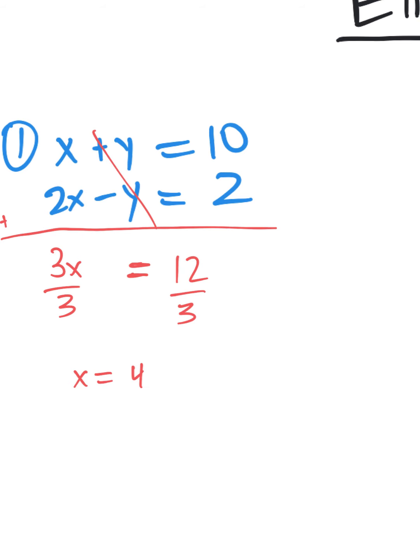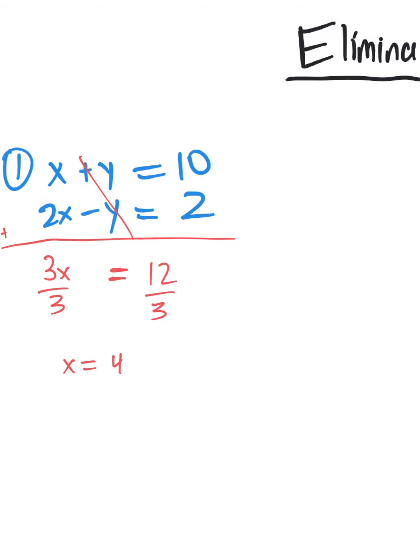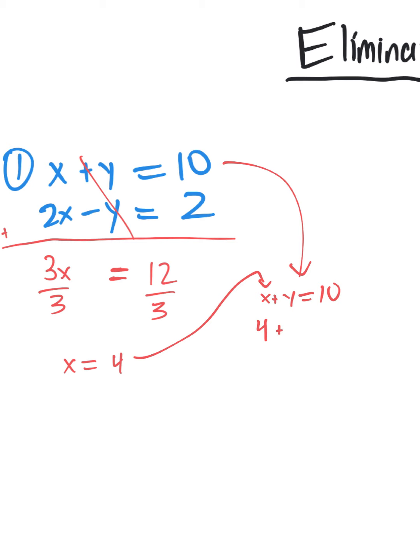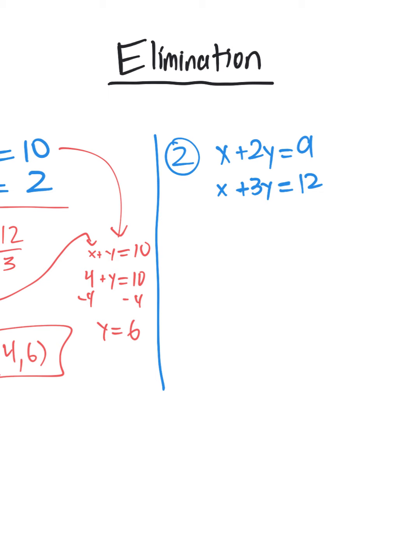Okay, so you can see compared to substitution, this process is a little more efficient if your variables form a zero pair. You still do have to go back in at the end of the problem and back solve. So if I were to take this top equation, which is x plus y is equal to 10, I would substitute in a 4 for x. I would find that y is equal to 6.